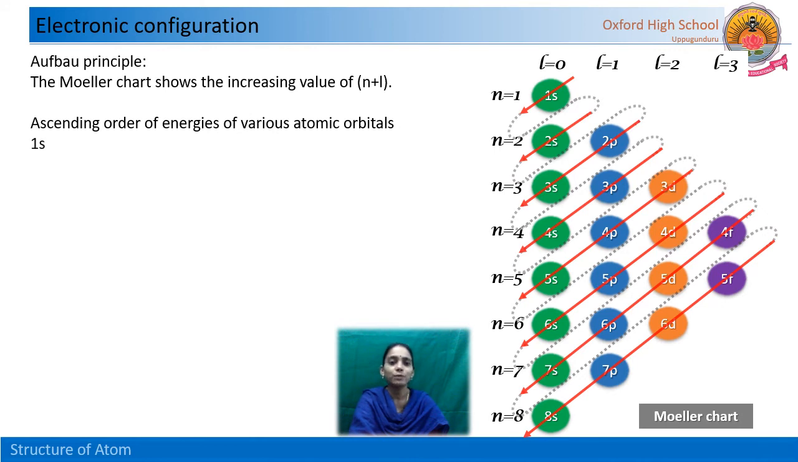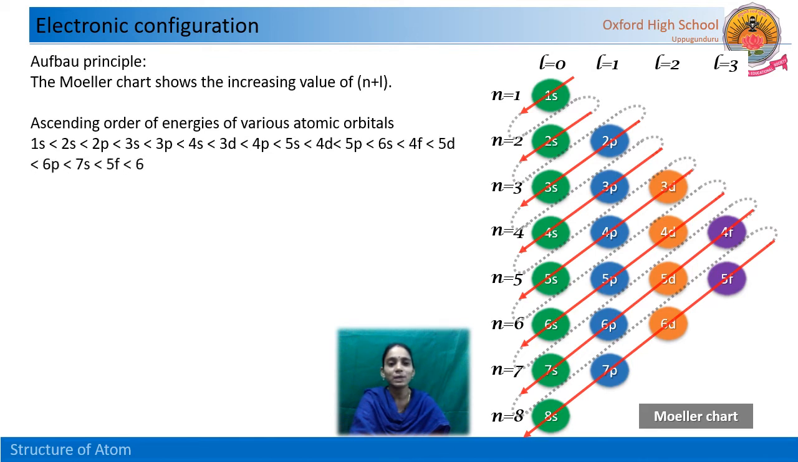On the other hand, we can write this by using the less than symbol. 1s is less than 2s and less than 2p. So up to 8s we can write this. So this is the order for writing the electronic configuration of any atom. However many electrons are there in that atom, we can fill them in this order only.